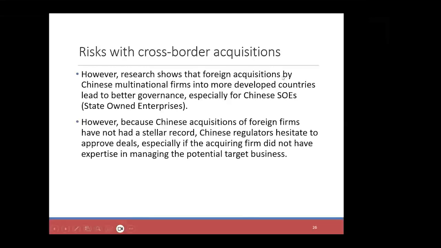And research has shown that when Chinese firms, especially state-owned enterprises, do foreign acquisitions, their corporate governance improves, which means that they get more transparent because now they are present outside China, so they have to show more figures, better accounting standards, and more transparency than they were when they were only in China. But because Chinese acquisitions of foreign firms have not had a stellar record, Chinese regulators sometimes hesitate to approve deals, especially if the firm does not have expertise in managing the target business.